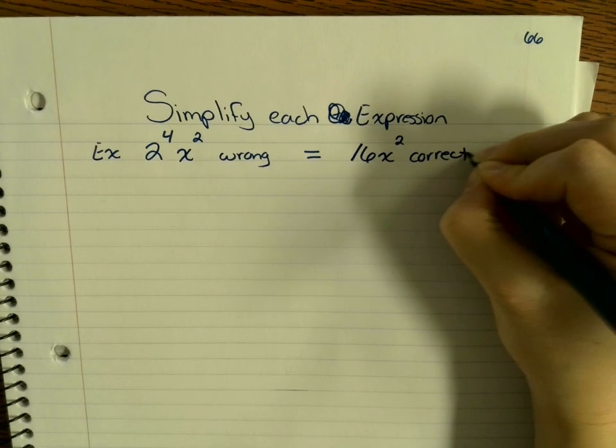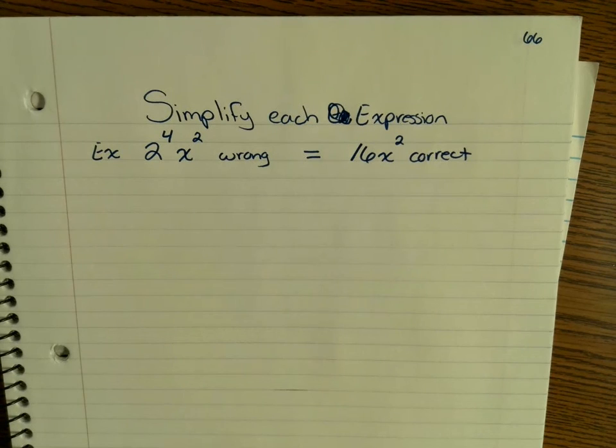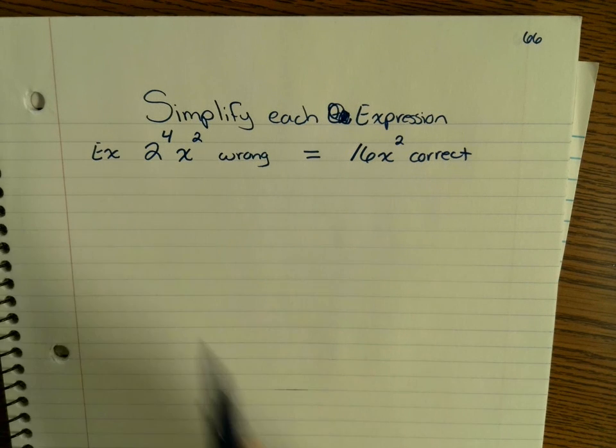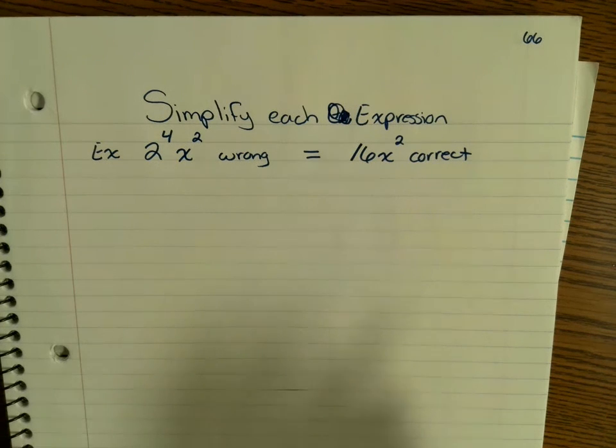So from now on, unless it's otherwise stated, if it says, hey, leave it all in exponential form, then you would leave it in exponential form. But if it says to simplify, you simplify those numbers as much as you can. So if you have a number with an exponent, you evaluate that, okay?